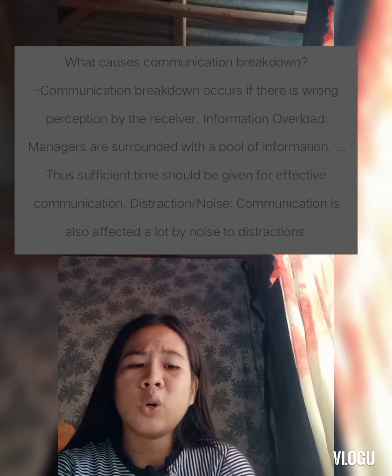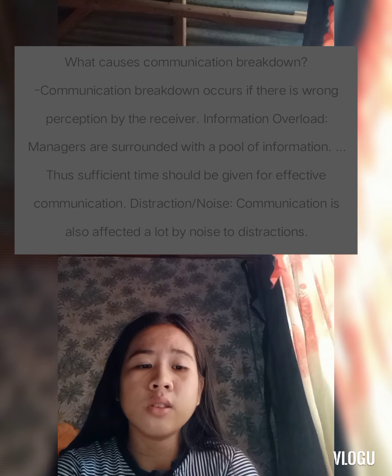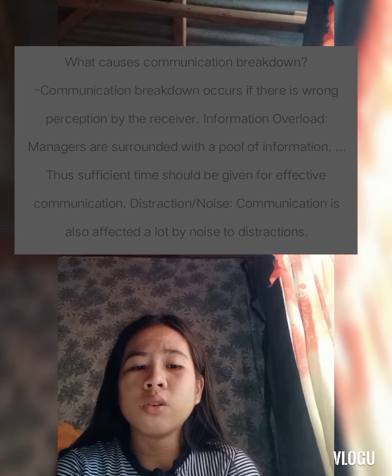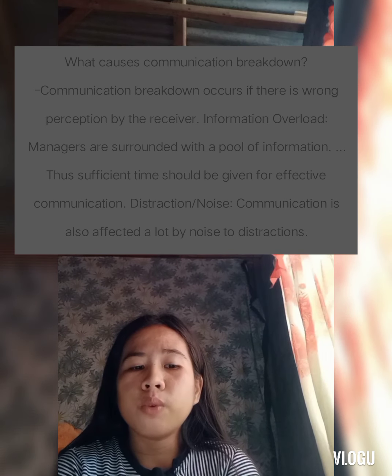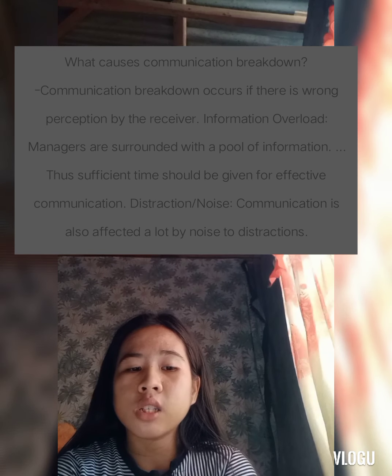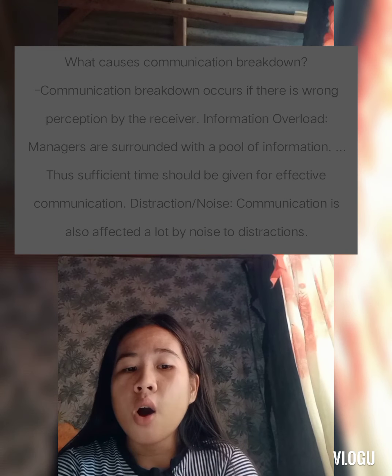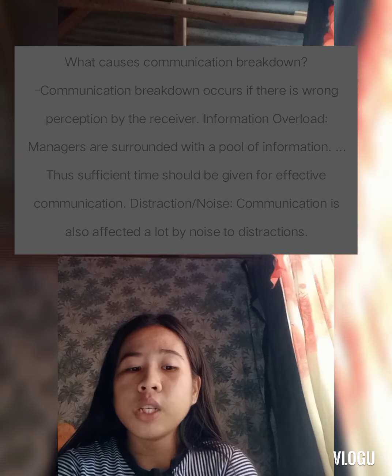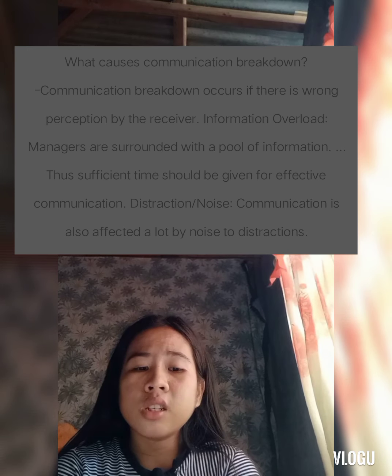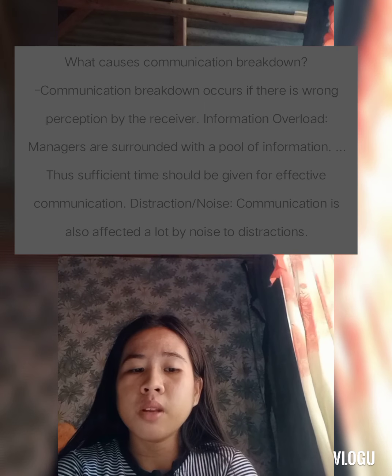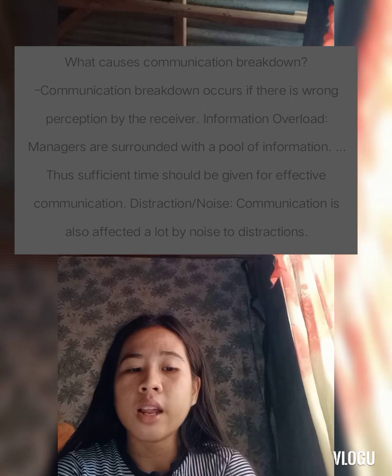And what causes communication breakdown? Communication breakdown occurs if there is strong perception by the receiver. Information overload. Managers are surrounded with a pool of information. Thus, sufficient time should be given for effective communication. Distraction noise. Communication is also affected a lot by noise and distraction.